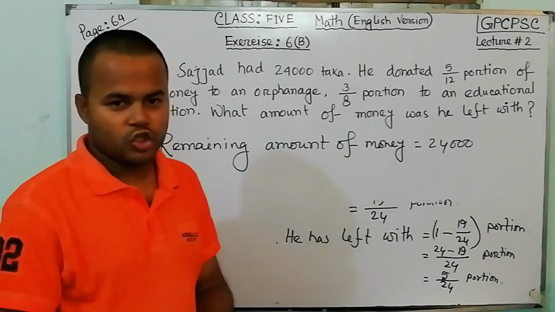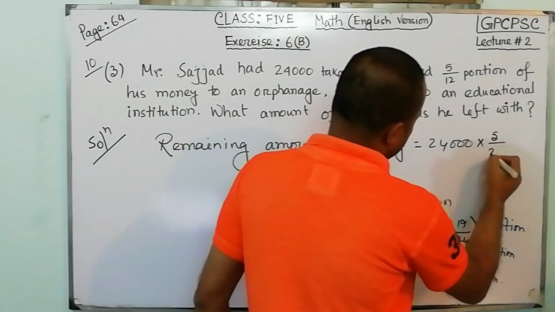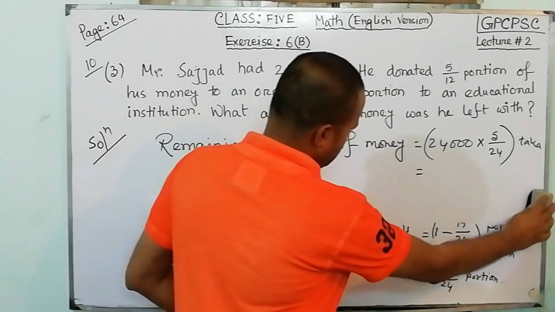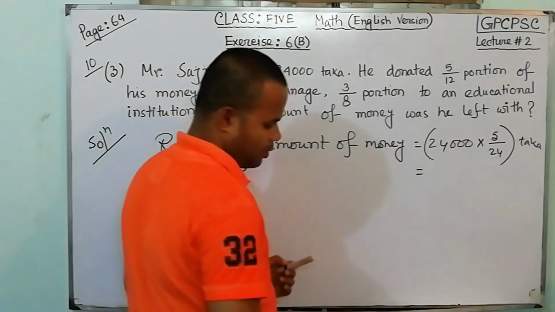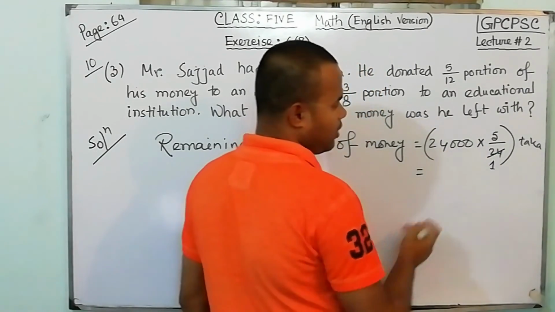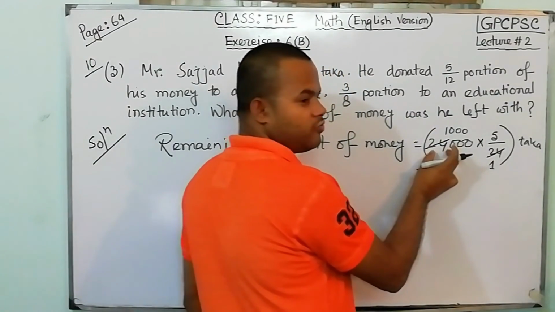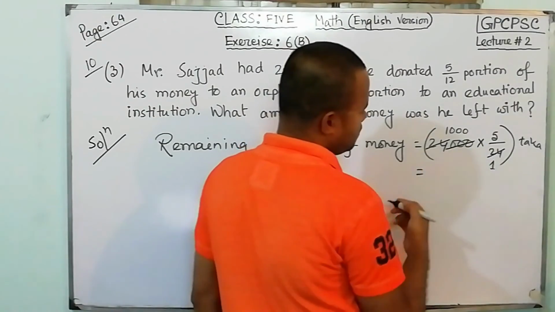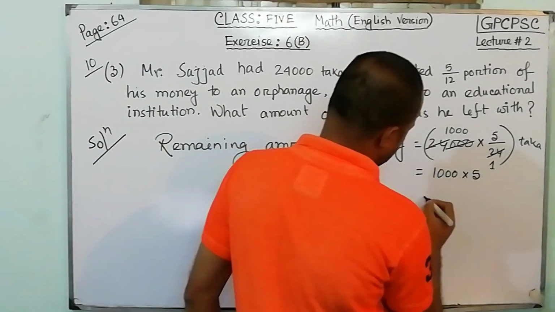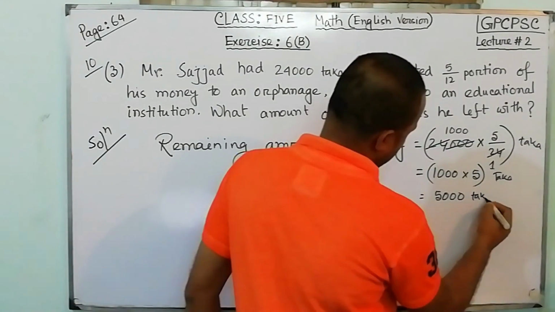So we have to do multiplication here. So here we have 24,000 into 5 by 24 taka. We can divide 24 by 24, that is 1, and the remaining zeros, 3, just put here. So here we have 1000 into 5. Then we have 5,000 taka. That is the answer.